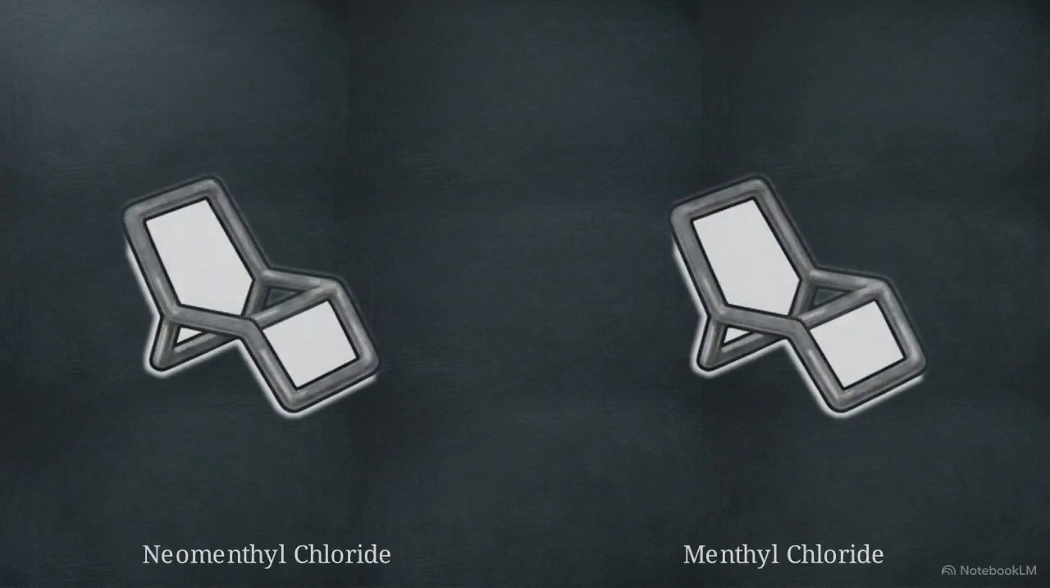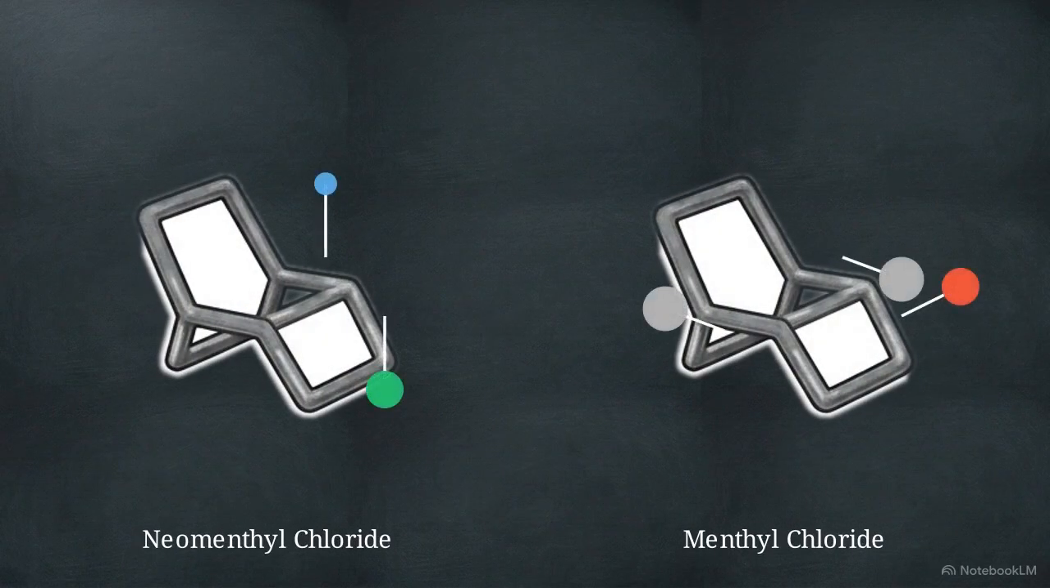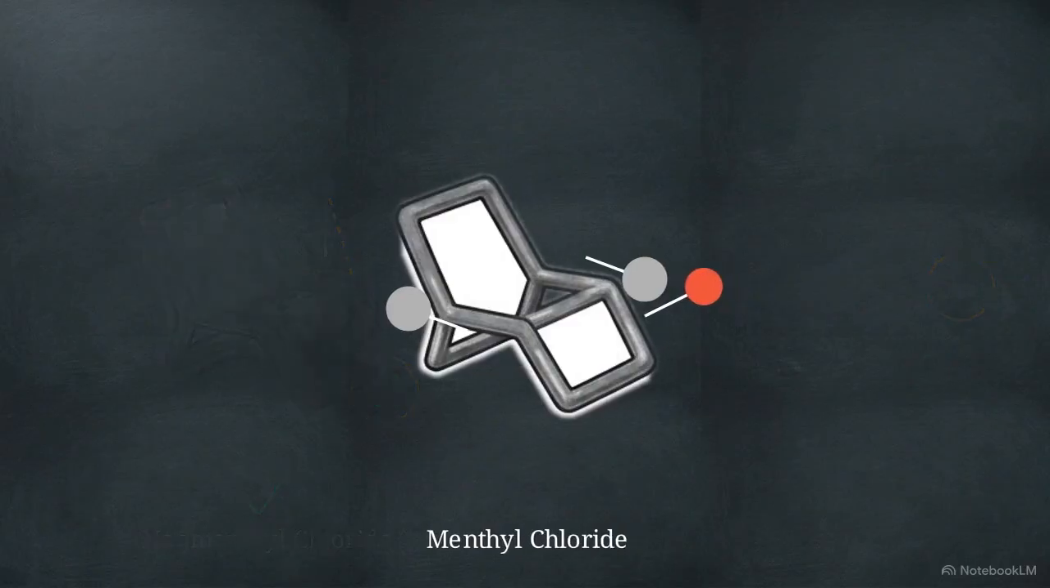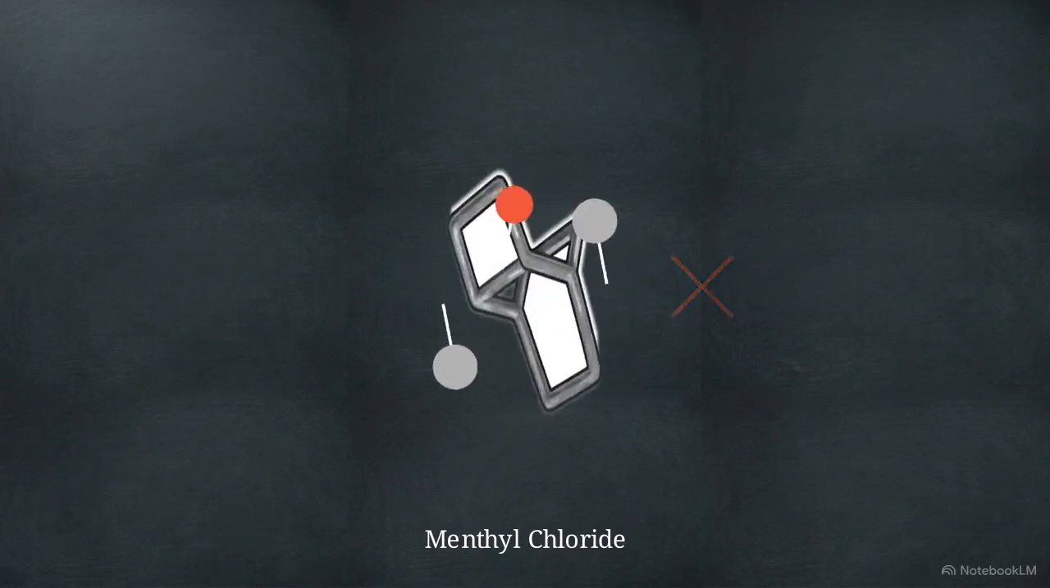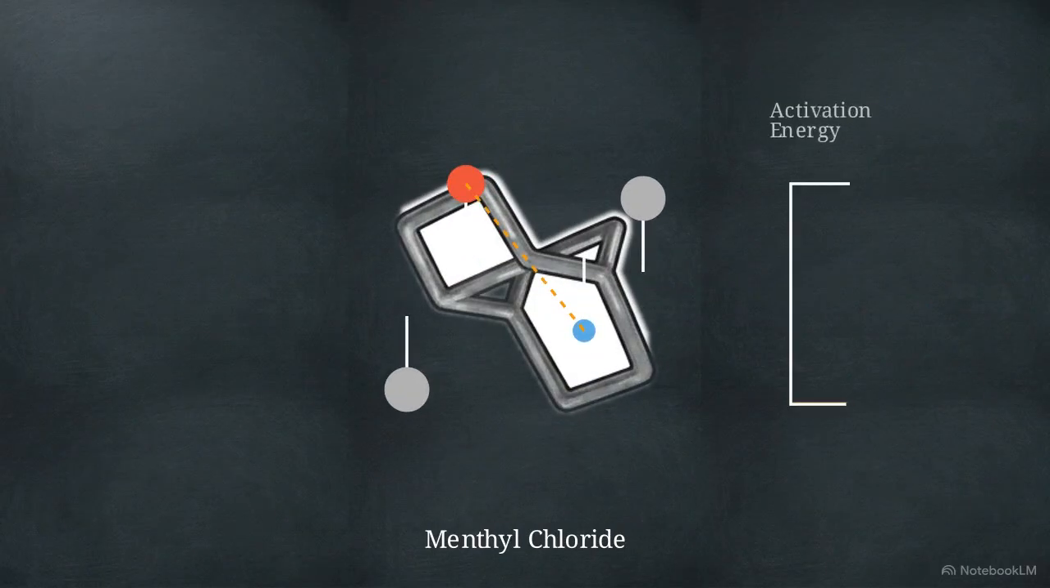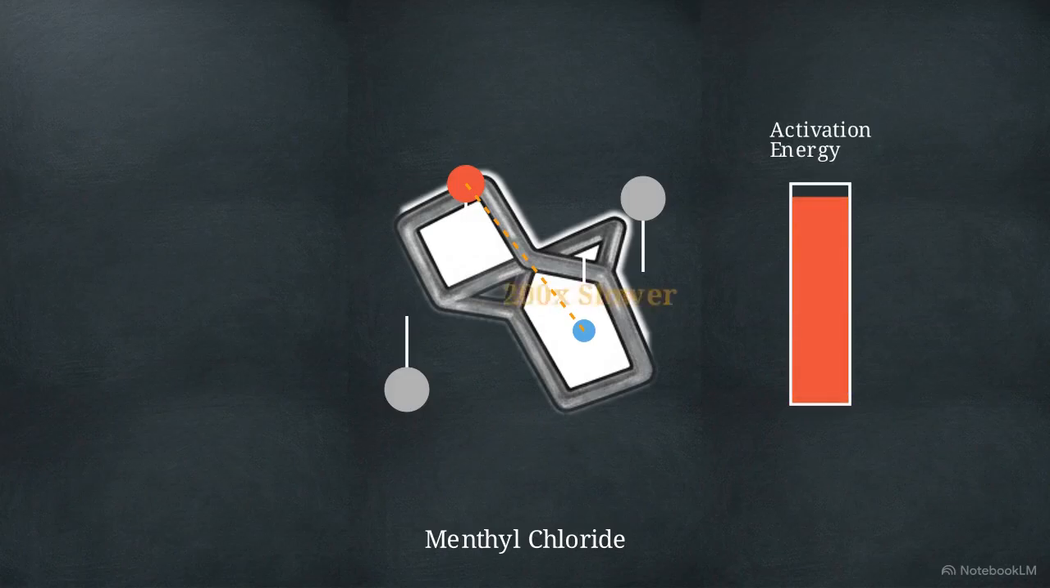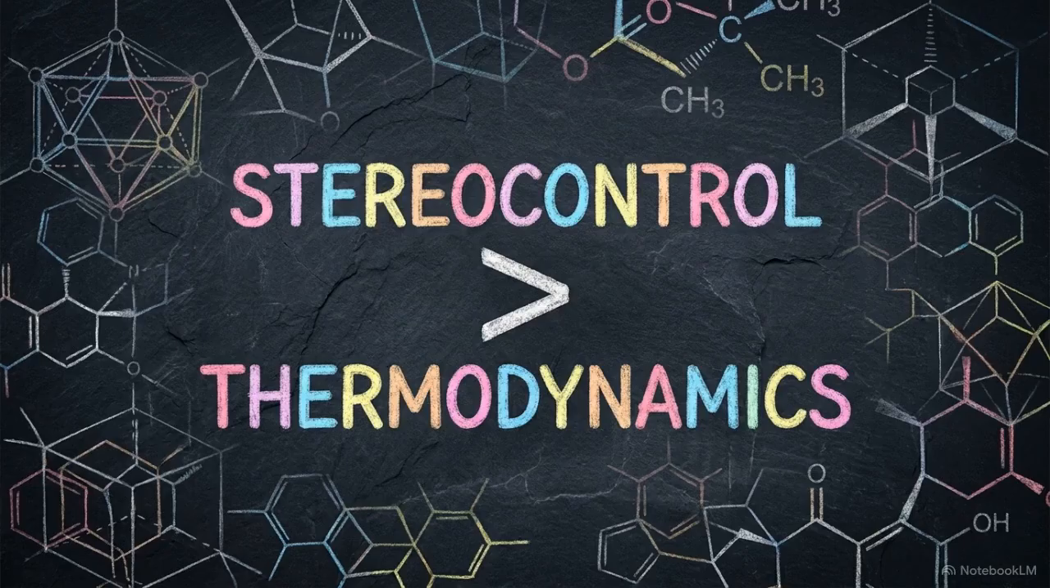Apply these rules to rigid rings. Look at the chair conformations of neomenthyl and menthyl chloride. Pay close attention to the axial and equatorial positions. Neomenthyl chloride reacts quickly because its chlorine is already axial, aligned for elimination, but menthyl chloride must undergo a high-energy ring flip to force its chlorine axial. This creates an enormous activation barrier, slowing the reaction by a factor of 200. The spatial requirement for orbital overlap takes precedence. The molecule yields a less stable alkene if it's the only pathway allowed by its three-dimensional geometry.